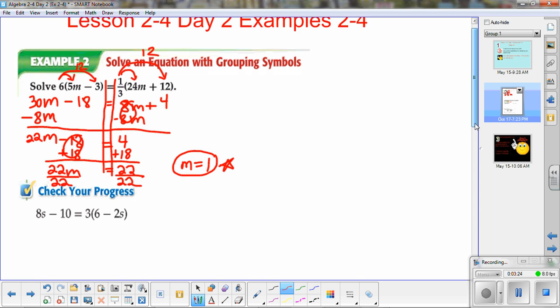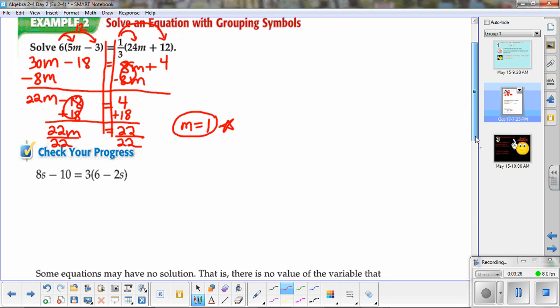You may want to pause the video and try this next one on your own. All right, go ahead and draw your train tracks. We only have distributive property on the right side, so we're going to leave the left side exactly how it is. 8s minus 10 equals, now after doing the distributive property, we have 3 times 6, which is 18, and then 3 times a negative 2s. 3 times a negative 2s is negative 6s.